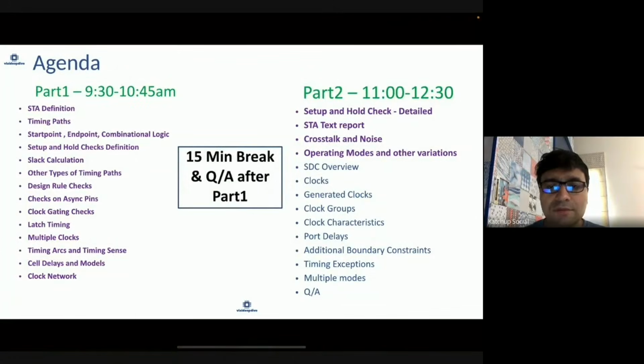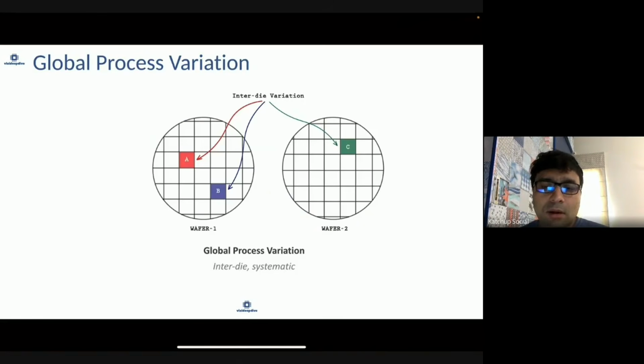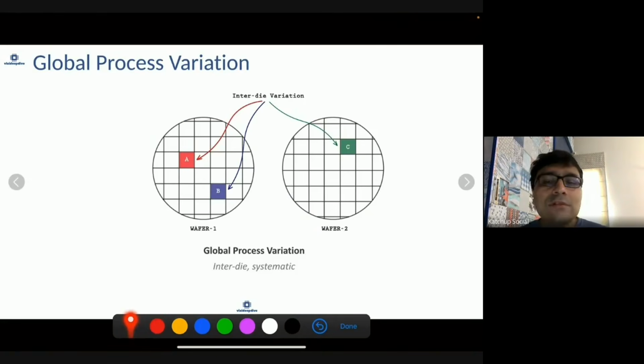Modes and other variations which can happen. So when a chip is made, it's a physical process, and the process can have some variation. You can have variation in the form of one wafer to another wafer, or within the wafer between two dies, A and B. What this variation causes is you can have different delays, because of manufacturing.